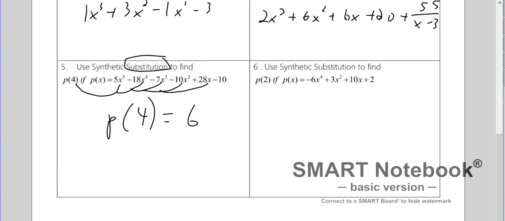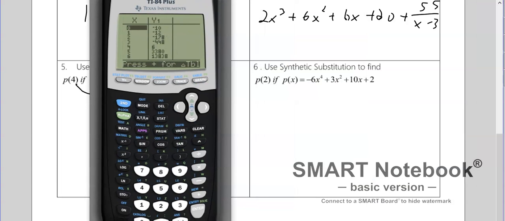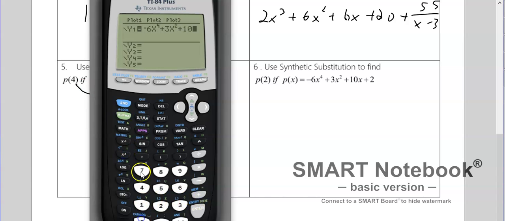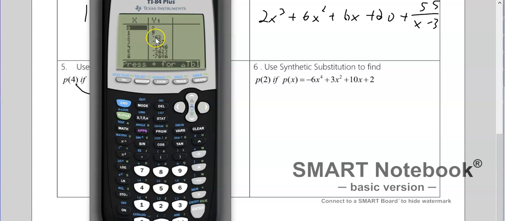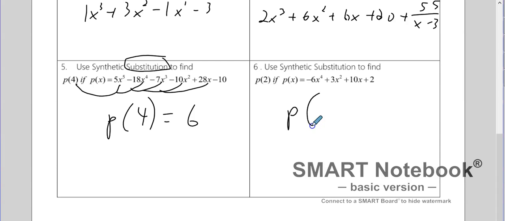Substitution for number 6. Same thing. Bring it over here. I'm going to clear out what I have. Negative, remember use the gray negative key if you're using the calculator. 6x to the 4th plus 3x squared plus 10x plus 2. Go to my table. I'm going to look up 2, negative 62. Not too bad.